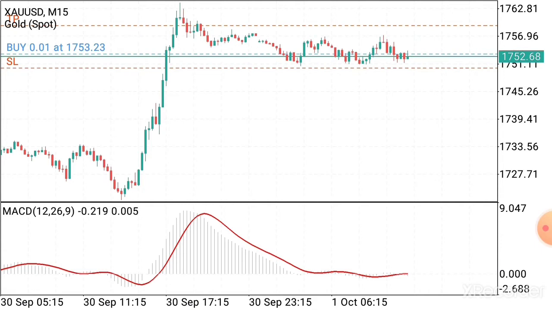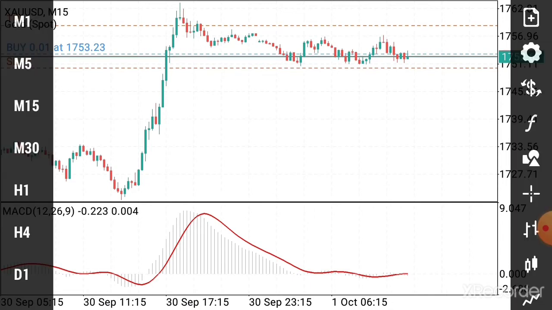There they are. The stop loss here is 30 pips below the entry, and the take profit target is 60 pips above the entry. So it's a 2-to-1 ratio. Again, stop loss 30 pips below, take profit 60 pips above. That's what I set as my levels, and if they hit either, I'm happy enough with that.